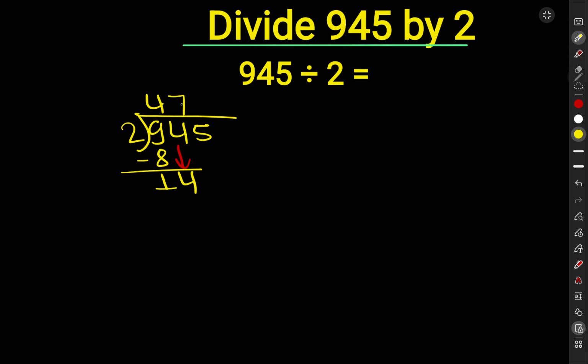So 2 times 7 is 14. On subtracting we get 0. So again we put down this 5 and 2 times 2 is 4. On subtracting we get 1.